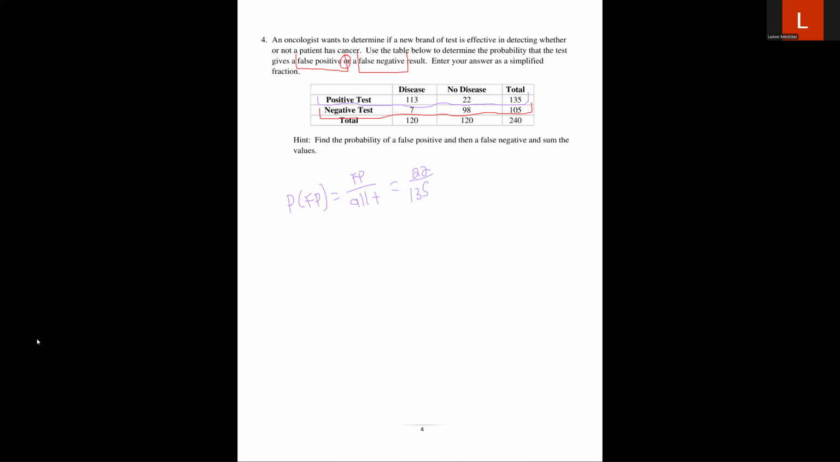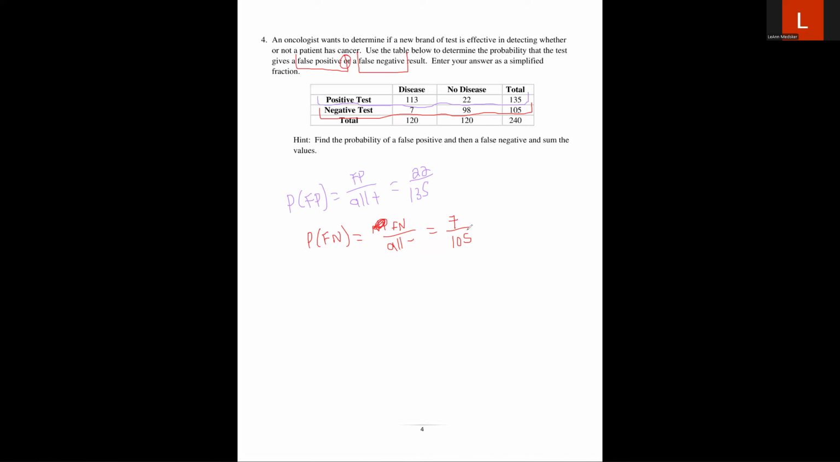Then we have the probability of the false negatives. So that's going to be all those false negatives over all negatives. Okay, so all negatives is 105. Again, a totally separate group from the 135. And then remember, negative means you're not sick. So these 98 people were correctly identified. They said you're not sick, you had a negative test result, and they're not sick. It was 7 people who were incorrectly marked as you are fine because they got a negative test result, but they're actually sick.